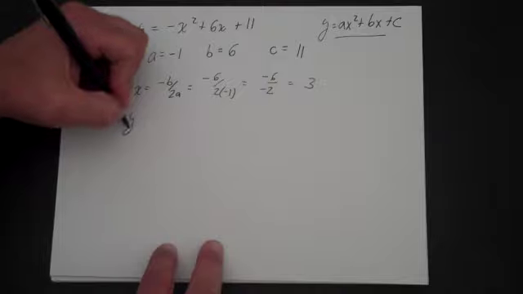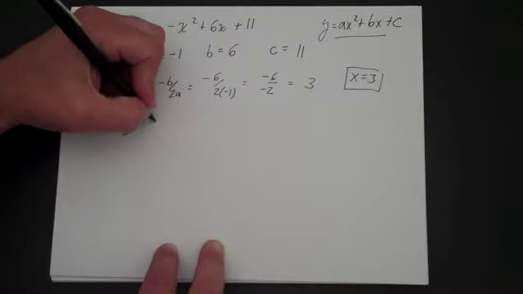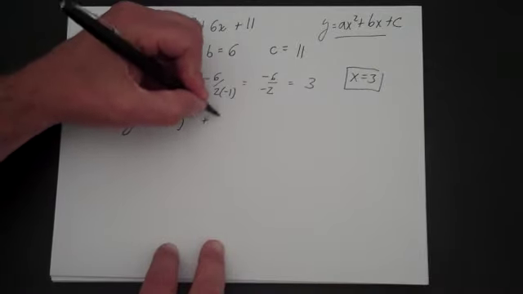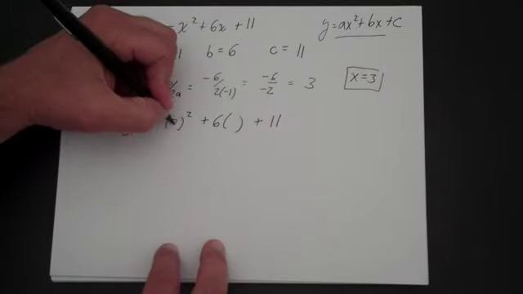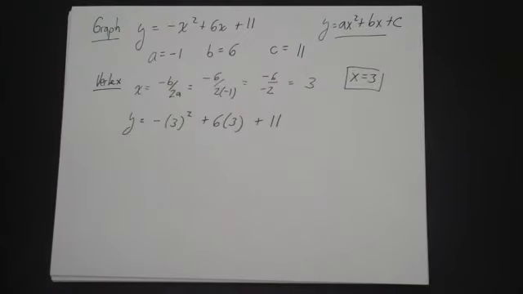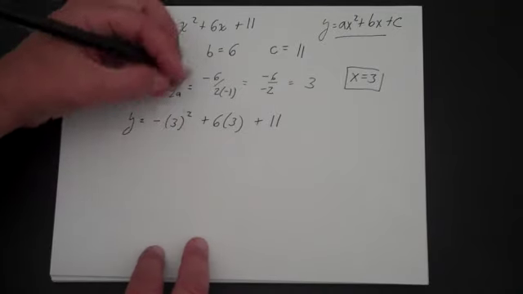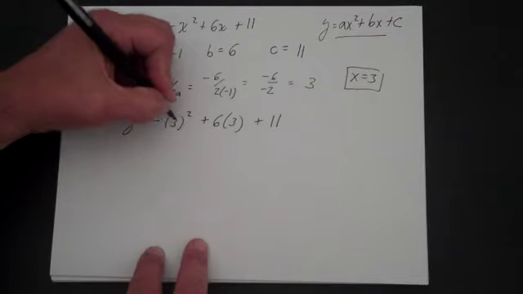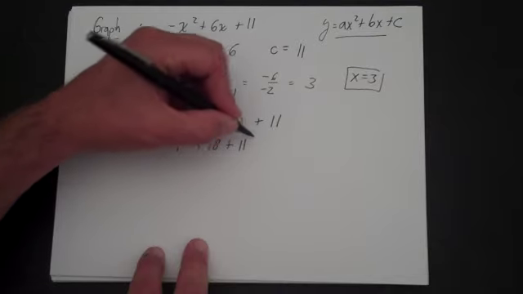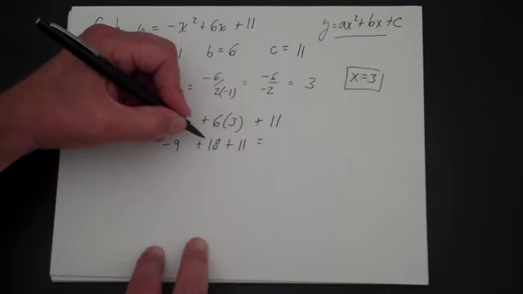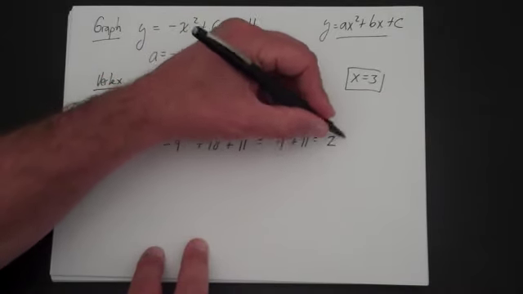Now to find the y value, you plug x equals 3 into the original equation. That's minus x squared plus 6 times x plus 11. What I like to do is put parentheses everywhere there's an x, and then plug that in. Be careful with your signs. This is a positive 3. Here you have a negative 3 squared, and you do the exponent first. 3 squared is 9 times a minus 1, so that's minus 9. Minus 9 plus 18 plus 11. Minus 9 plus 18 is a positive 9. 9 plus 11 is 20.